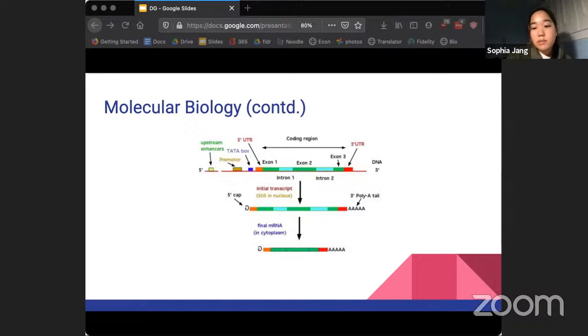Some questions might ask you to identify parts of the gene, or give hypothetical situations involving promoters or other parts of the gene being affected. So you'll have to understand what's happening as it goes from the gene to the protein, and the parts of the gene.